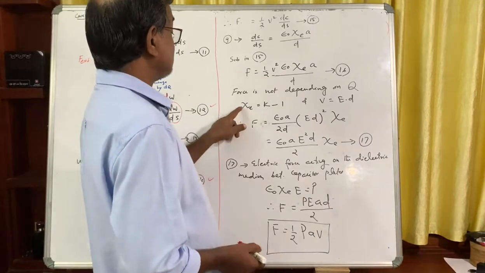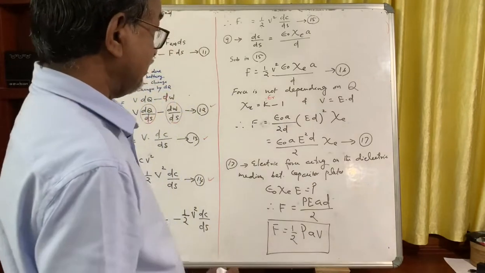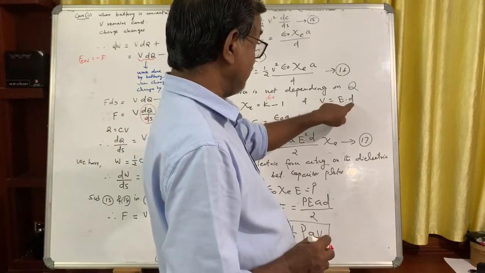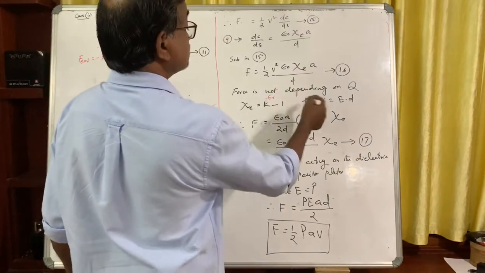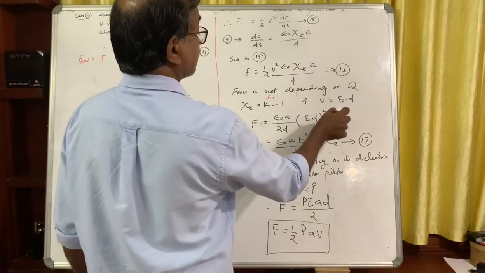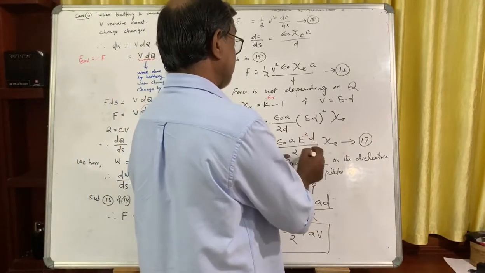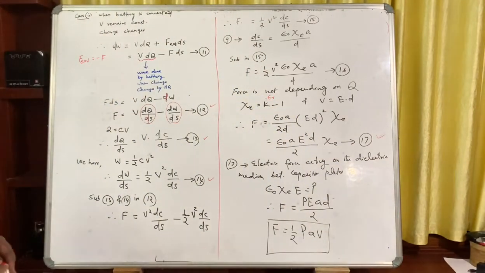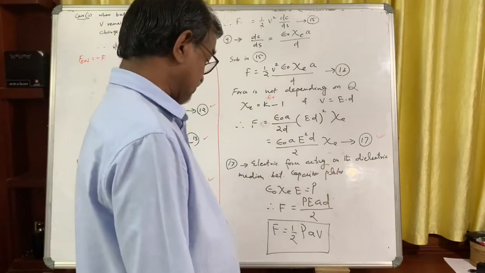Also, we know chi E, susceptibility is K minus 1. K is equal to epsilon r. And we know V is equal to E D, V is the PD, E applied electric field, D is the distance between plates. Then substituting these values in this equation, we are getting epsilon 0 A by 2D into E D square into chi. So finally, we are getting epsilon 0 A E square D by 2 chi, equation 17. So this equation 17 represents the electric force acting on the dielectric medium between capacitor plates.